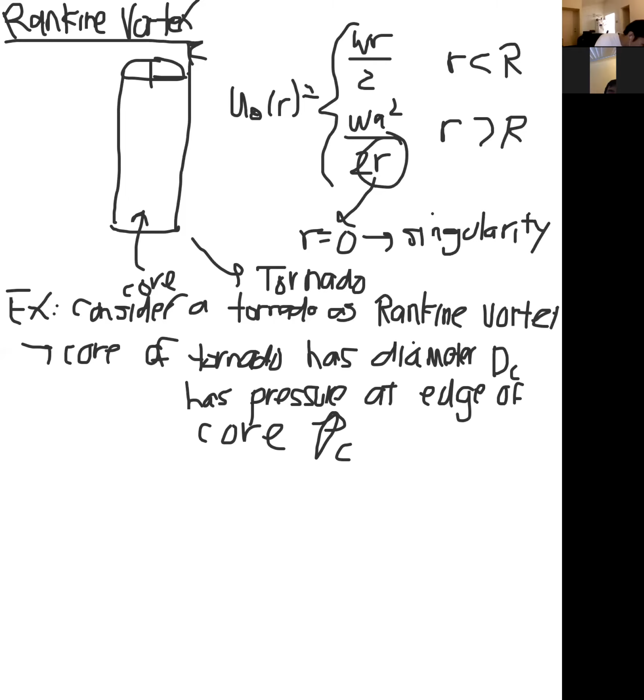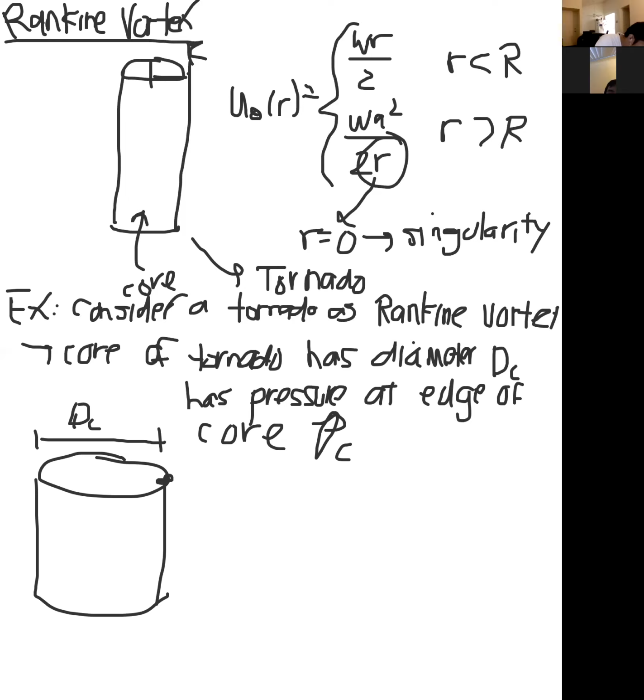If we draw this out, we have our core that looks like this. The diameter of this core is DC, and if we evaluate the pressure here, it is going to be equal to P sub C. Because we have a Rankine vortex, inside the core we're going to have solid body rotation, and then outside the core we're going to have an idealized vortex. So we want to compute a few things.